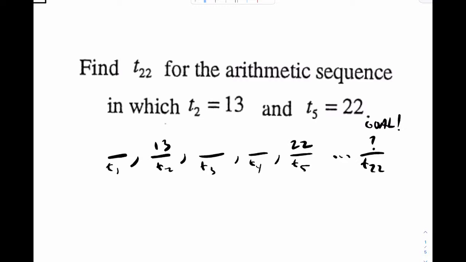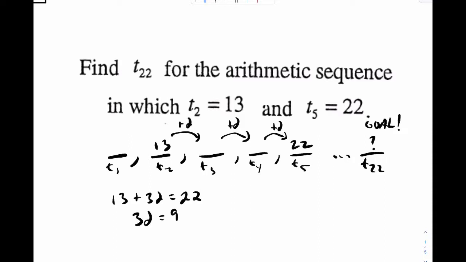So a couple ways to think about this. One is to logically deduce what to do, because I know with each jump, it's a common difference because it's arithmetic. So I know I can just keep adding d until I get there. So 13 plus 3d should equal 22. So 3d should equal 9. So look at that. d must be 3. So there's method 1, kind of logic.